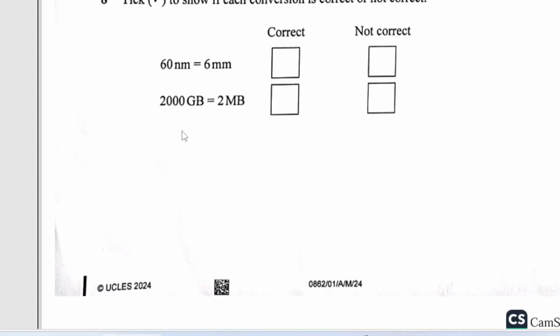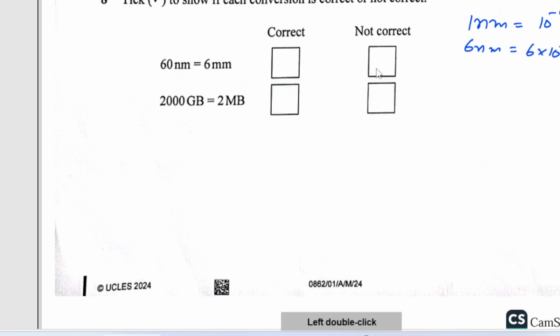Now tick to show if each conversion is correct or not. So 60 nanometers. This was new in the syllabus. 1 nanometer is equal to 10 raised to power minus 6 millimeters, right? So now we are looking for 6 nanometers, which means 6 times 10 raised to power minus 6 millimeters. So this is not correct, because it is not 6.